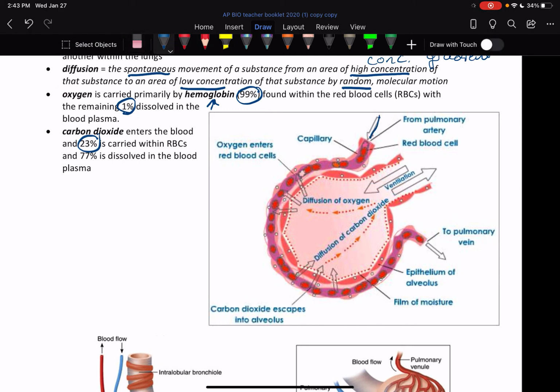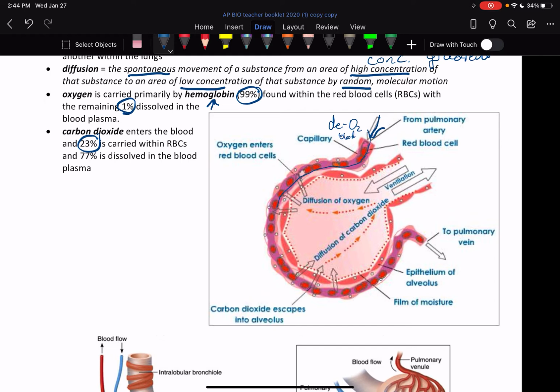Blood's coming in from the pulmonary artery. Remember, the heart is pumping blood in the pulmonary circuit. It's deoxygenated, so I'm going to write DE-O2 blood. There's very little oxygen here. This is coming from the heart, deoxygenated, and comes close to the alveoli. This is just a single alveolus. And look how tiny the capillary is. It's only one cell thick.